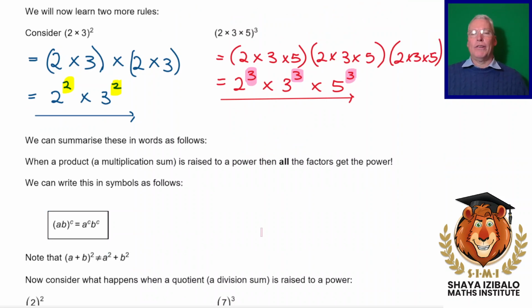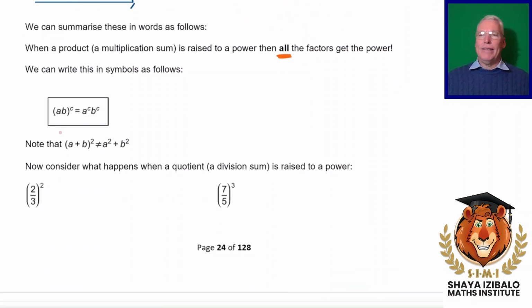Okay, so let's just read what this is saying. Let's read it in words. When a product, a multiplication sum, is raised to a power, then all the factors get the power. Right, so we can write it with letters, with symbols, with variables. (a b) to the power of c is a to the c, b to the c. In other words, when we've got something raised to a power, both things get the power.